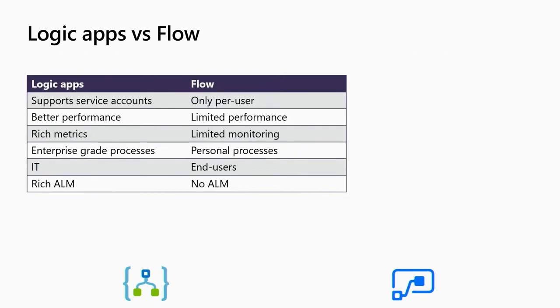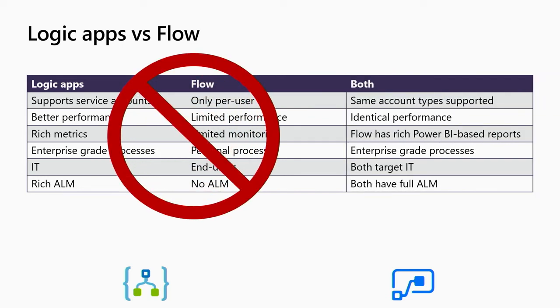Now, sometimes I get questions like this, or people will say, well, Flow is only per user. You can't build a service account with Flow. Or its monitoring capabilities are limited, or it's only for personal processes. It's not enterprise grade. Well, all of this is wrong. The underlying engine is the exact same engine between Logic Apps and Flow. So the same types of accounts are supported. It has rich analytics and supports ALM, like I was talking about.